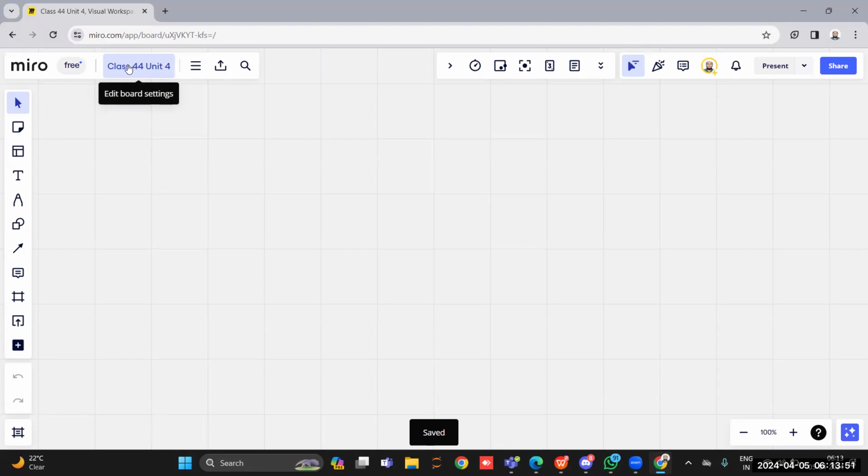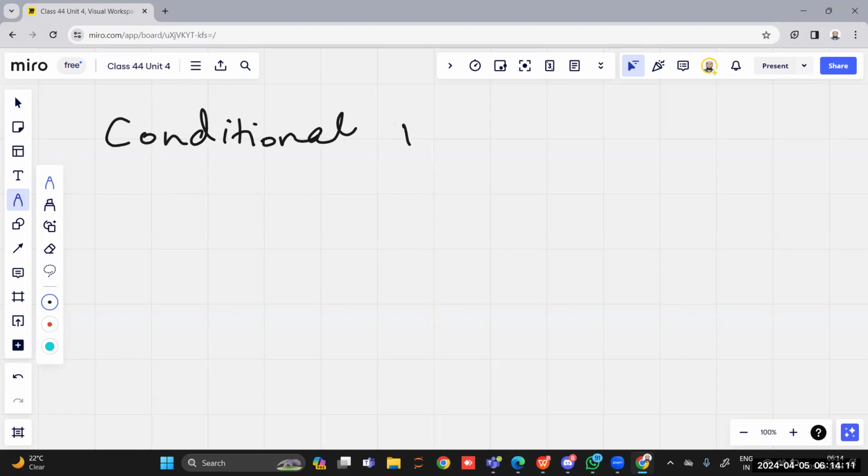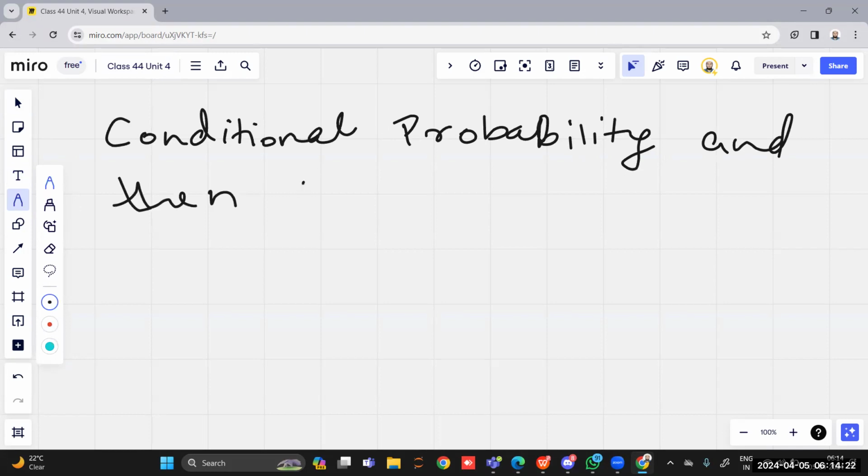Okay. In yesterday's class, we had finished independence. So we have seen what is conditional probability, and then what is independence. We had seen yesterday how we prove that two events are independent.